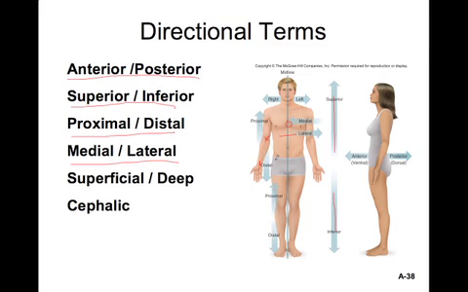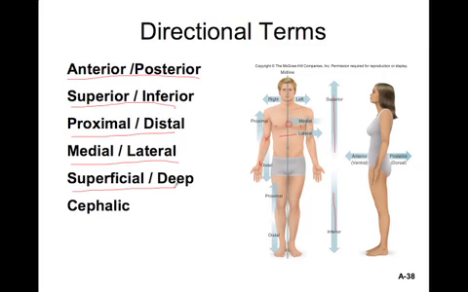So we might say that the eyes are lateral to the nose because the nose is right on the midline plane and the eyes are out away from the midline plane. We could also say that the nose is medial to the eyes. Then we have superficial versus deep. Superficial means closer to the body surface, and deep means further away from the body surface. So we might say that the skin is superficial to the muscles, and the muscles are deep to the skin.